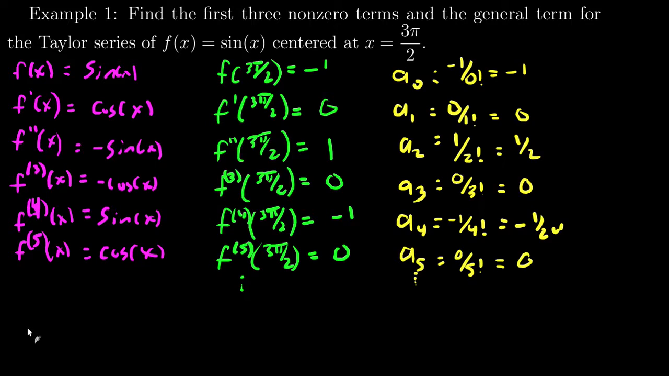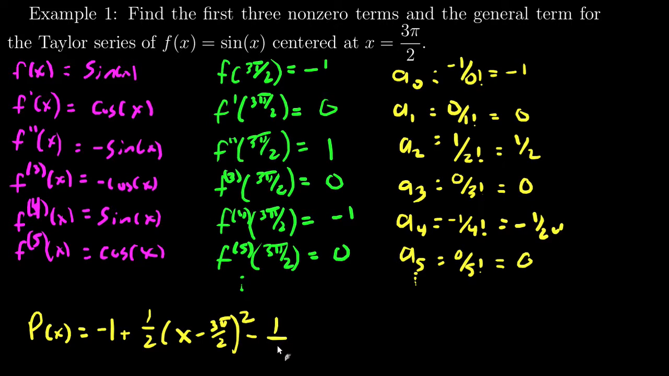So the series will be, the first non-zero term is negative 1. The second non-zero term is 1 half (x minus 3 pi over 2) squared. The linear term is 0, so I don't include that. My third non-zero term is 1 24th (x minus 3 pi over 2) to the fourth, because that's the fourth term. So those are the first three non-zero terms.